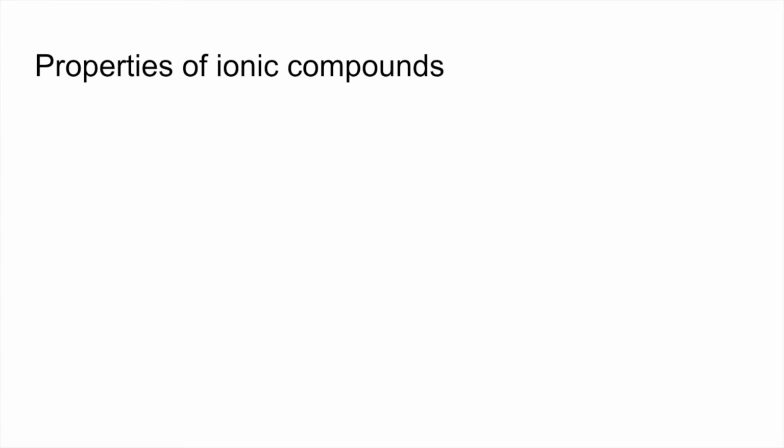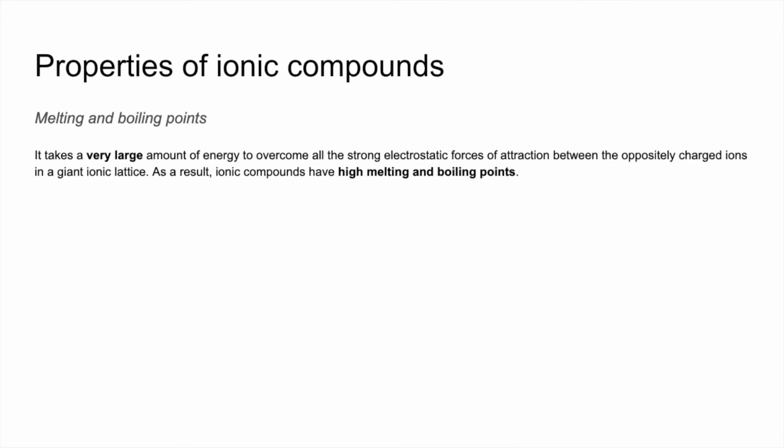So we'll finish with the properties of ionic compounds. We're going to look at 3 classic properties. The first one, melting and boiling points. It takes a very large amount of energy to overcome all those strong electrostatic forces of attraction between the oppositely charged ions in the giant ionic lattice. As a result of that, ionic compounds typically have high melting and boiling points.